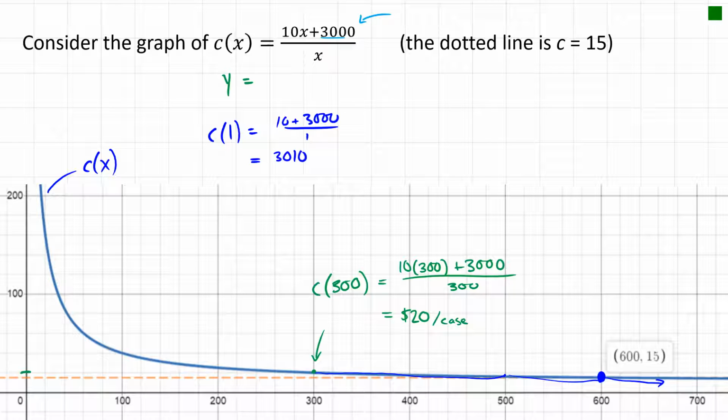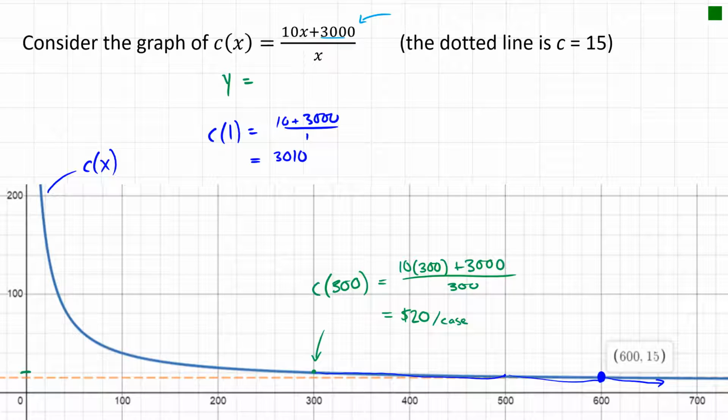Because if you think about it, even if you produce 1,000,000 cases, you still have this $3,000 upfront value, so they'll cost less and less and less and less per case, but they'll never equal 0. So I just wanted to show you that if we were to graph this equation, c of x equals 10x plus 3,000 over x, we can also see the solution visually, and this dotted line here in orange represents that y equals $15 value. And you could also use it to very quickly see what other kinds of costs would you have for producing other numbers of iPhones.